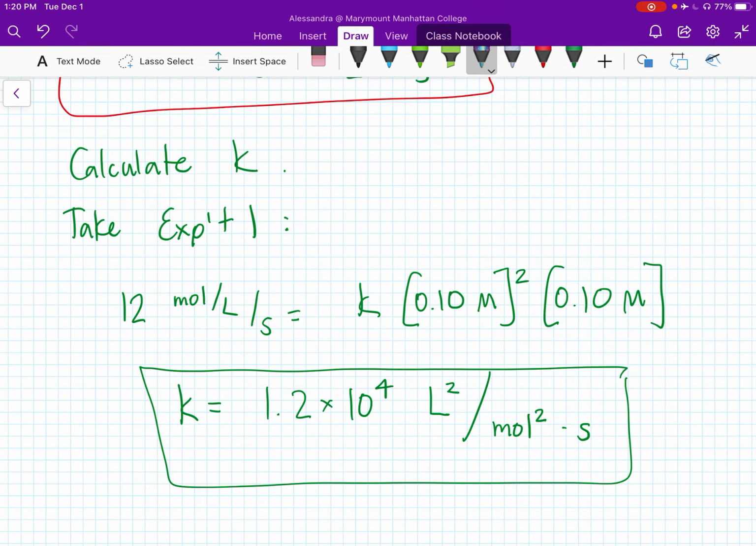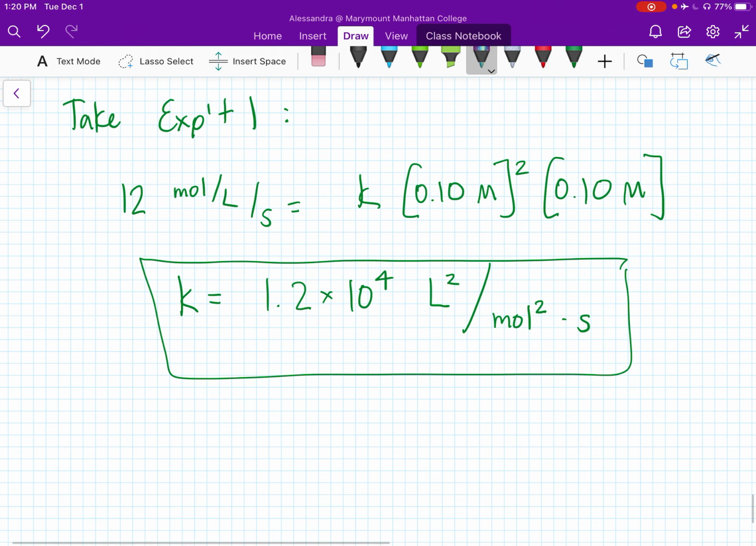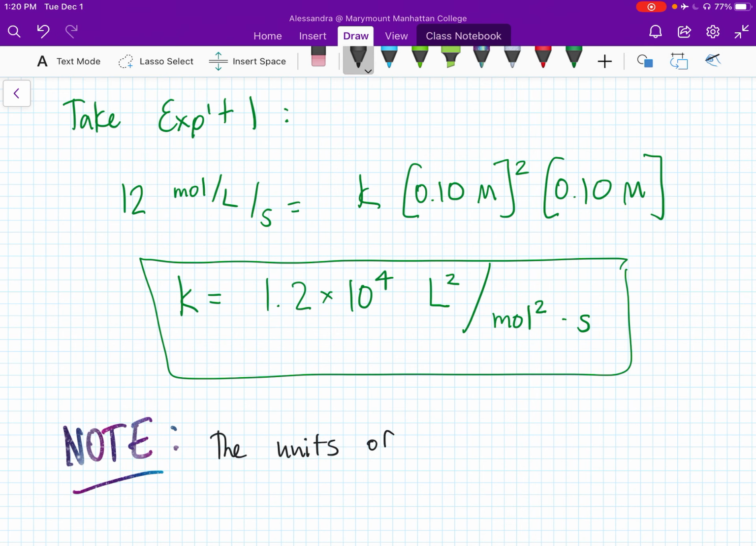Okay, so the last thing I really want to emphasize here, very important: the units of the specific rate constant, the units of k, are going to vary depending on your reaction orders. So the units of k depend on the reaction order. You have to figure them out for each individual reaction that you're dealing with.